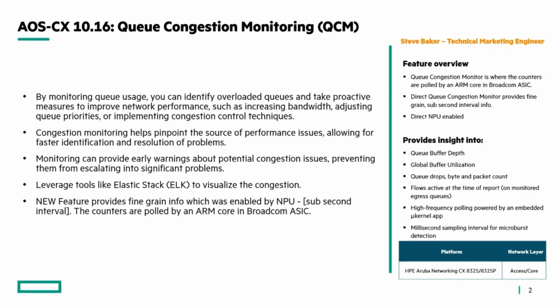And these counters are actually pulled by the ARM core and the Broadcom ASIC on the 8325. Of course, you can see the type of information that the queue congestion monitoring provides. It provides information about the buffer depth, buffer utilization, queue drops by the byte or packet count, flows that are active at the time of the report, high frequency polling powered by the kernel. And of course, it helps us provide millisecond sampling for microburst detection.